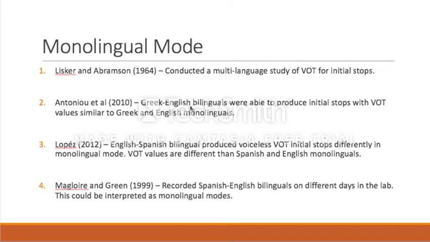However, we're going to see more about this study because the main goal of her study was to use VOT to determine if code switching is affecting their VOT values, and the monolingual values that she recorded were simply used as controls in her study. And finally, McClure and Green, 1999, also used Spanish-English bilinguals, and they were recorded on different days. So I think this gives reason to believe that these are true monolingual modes for these Spanish-English bilinguals as opposed to a language switching task.